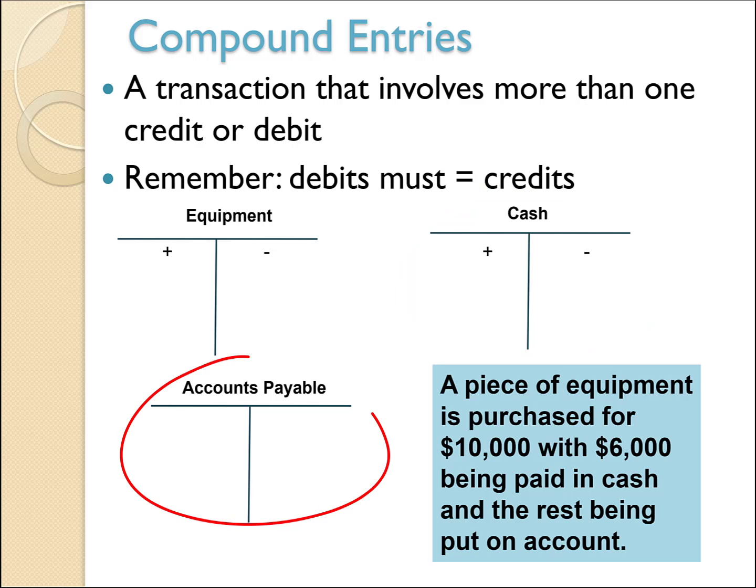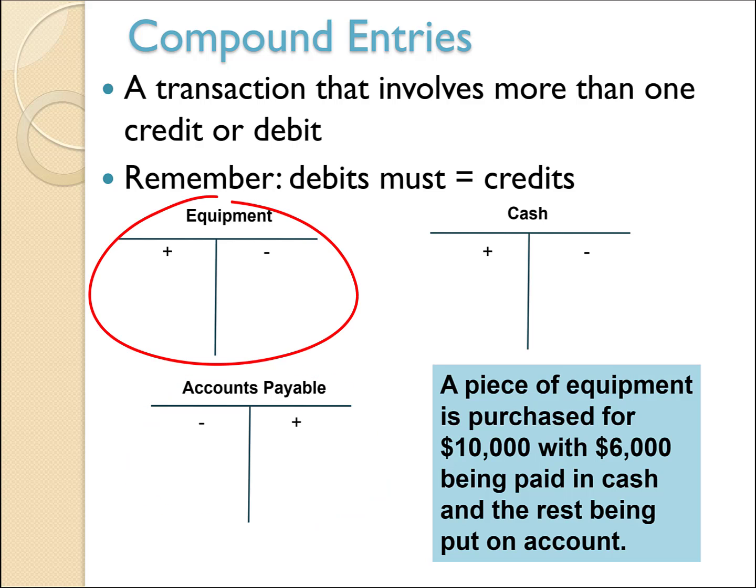And what type of account is accounts payable? It's a liability. Therefore, which side is the plus side? The credit side. So the debit side is a minus. And then let's go back to the equipment account. After this transaction, we have more equipment or less equipment? We have more. And how much is it? It's $10,000. So we've got $10,000 of equipment.